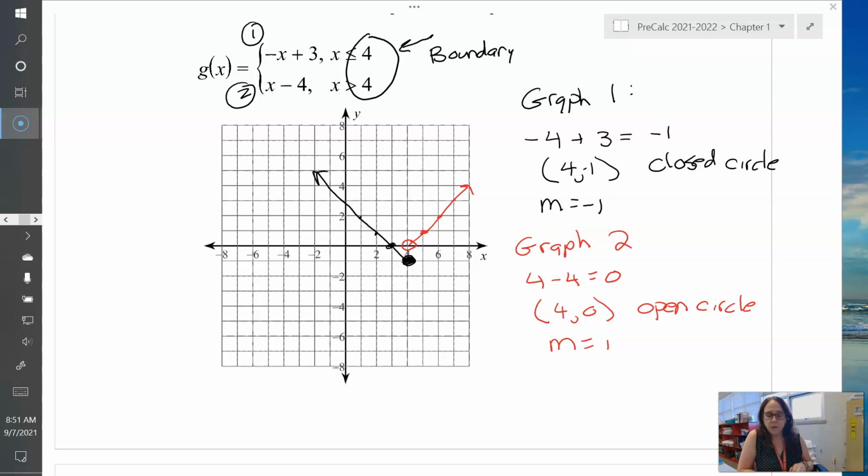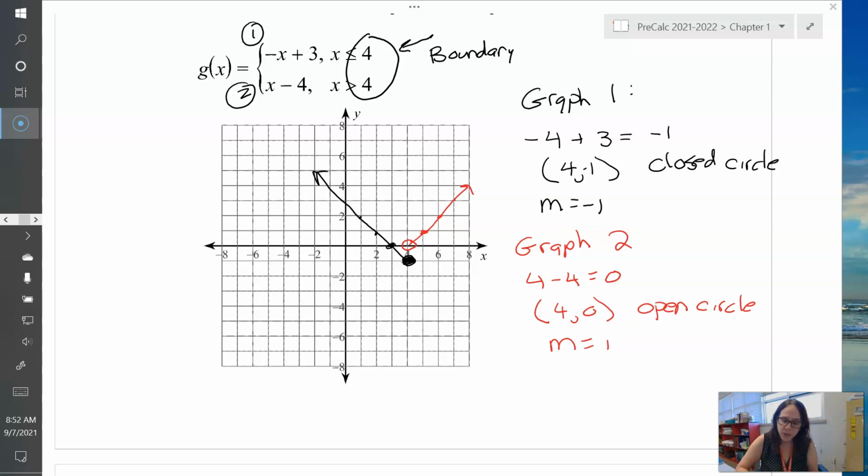So do your graphs look like mine? First thing I did is I found the boundary. That boundary happens at x equals 4. So I plug in 4, and I get (4, -1) for graph 1. The slope of this one is -1, so I make sure it's going downhill. I plotted a couple of points on there to make it easier to graph. Two points minimum: one point at the boundary, and then one more point for a line.